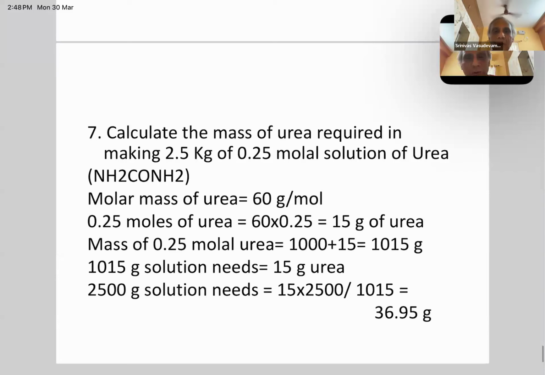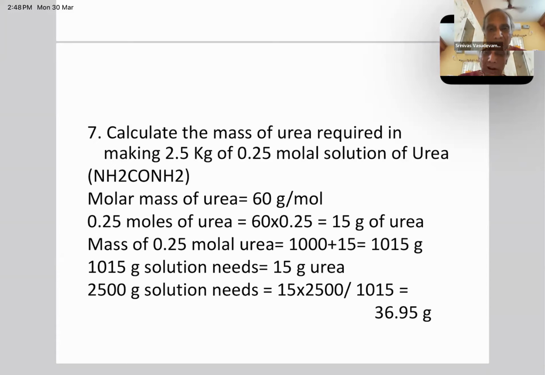Now let's see the last one. Calculate the mass of urea required in making 2.5 kilogram of 0.25 molar solution of urea. Molar mass of urea, 60 gram per mole. So 0.25 mole, first find out what is the mass of urea in 0.25 moles of urea. So that is 60 into 0.25, 15 gram of urea.